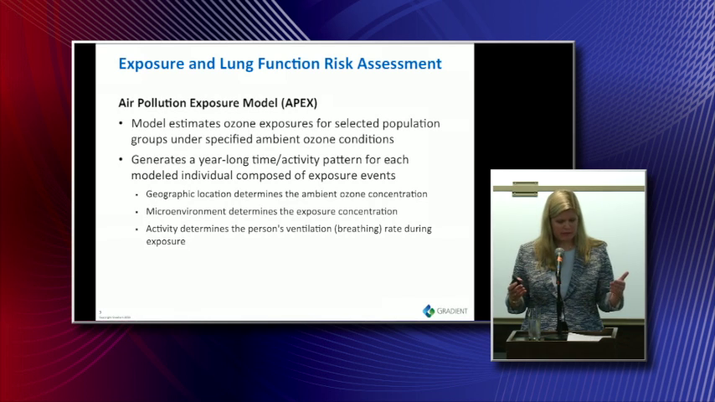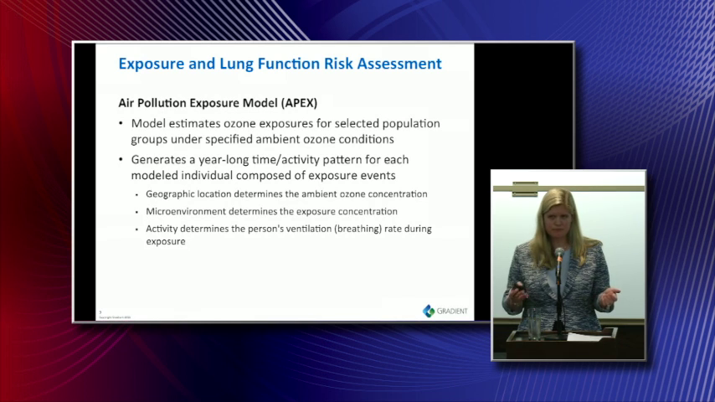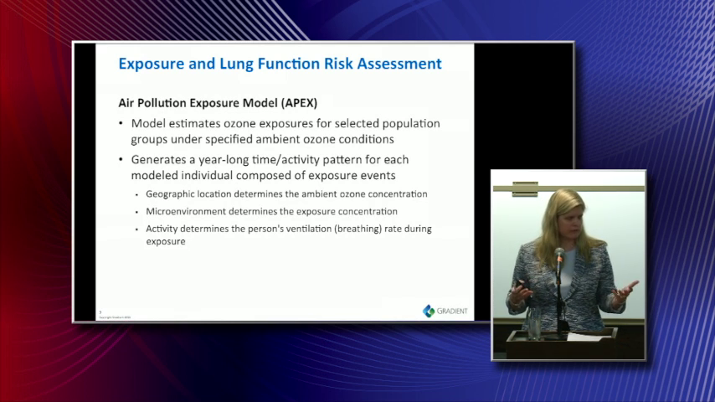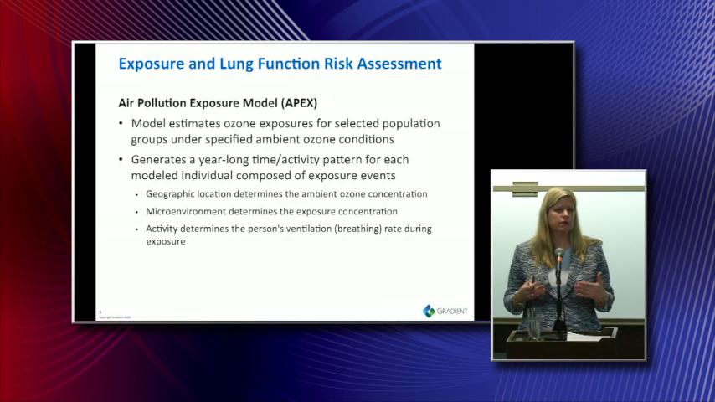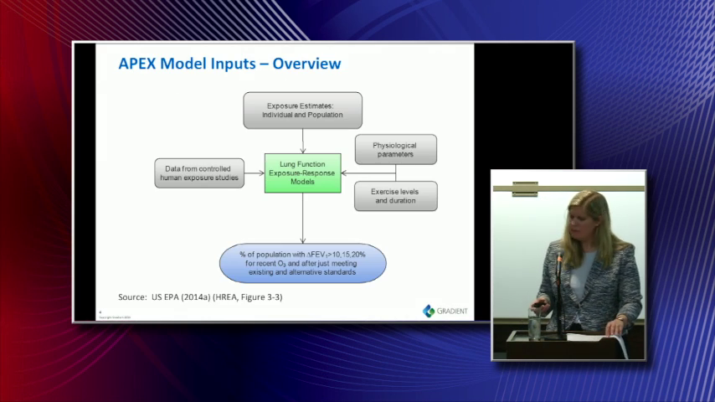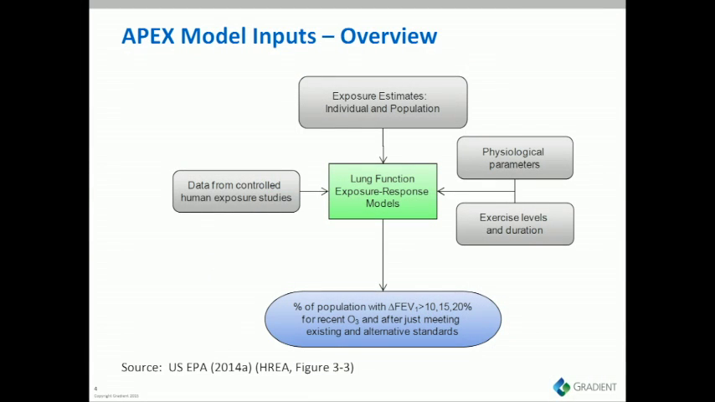The geographic location of that person determines their ambient exposure, the microenvironment, that is their home or their work, or how much time they spend outdoors, will determine their actual exposure at any given time. And then it also has a way to determine activity levels in each of these microenvironments to get a sense of their breathing rate or their ventilation. Together with the exposure information and the ventilation information, the model can calculate the risk that that individual would experience a lung function decrement. So this is just a quick overview of some of the major groups of inputs that go into the model. There are the exposure estimates, the data from the controlled exposure studies, physiological parameters, ventilation parameters, exercise and duration, and all of this feeds into calculating the FEV1 decrements.